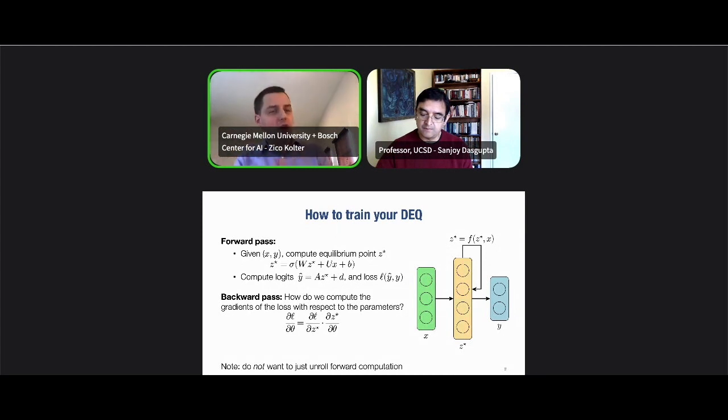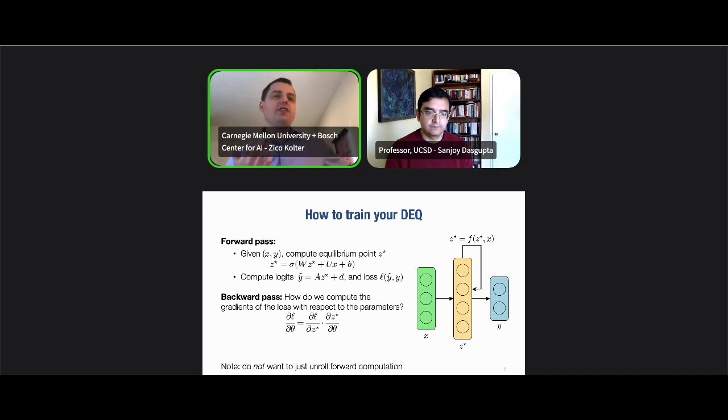Then we do the standard thing. You can think of the equilibrium point kind of as the last or second to last layer of the network. And of course, it won't be the same size as the number of classes and things like that. So you apply one more linear operation. And then you compute some loss function between your predicted outputs, your multi-class logits, and the true label that you received for your example. That's the forward procedure: compute the equilibrium point, then compute the loss.